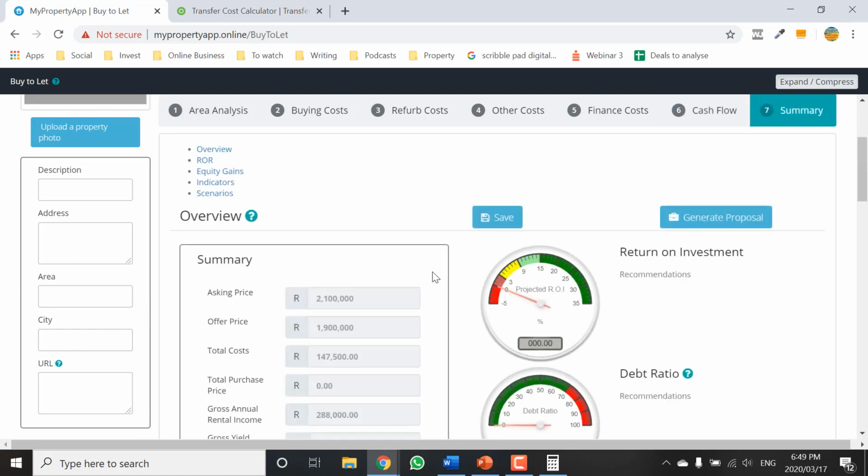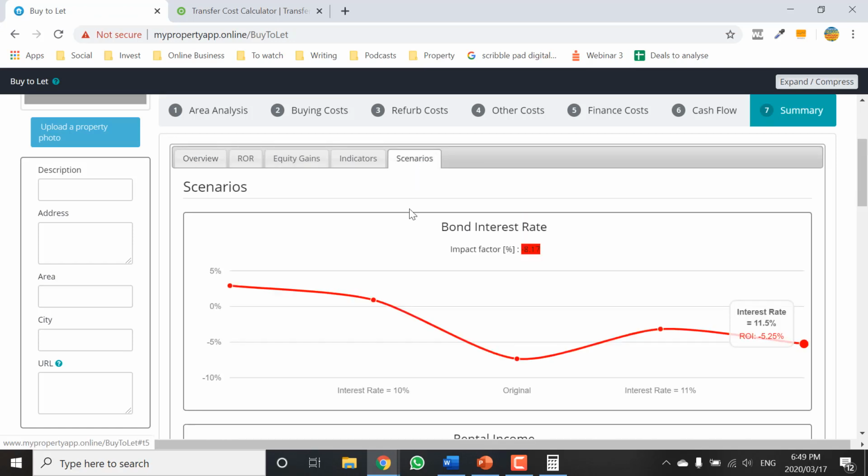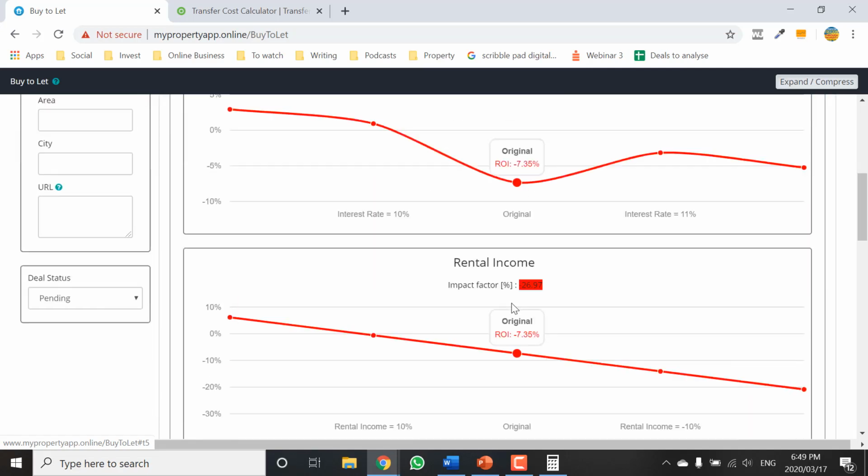Okay, if we go here to our summary tab, it will tell you it's a poor investment. So what I want to do is go here to the scenarios tab, and I want us to look at if we had to change things around, how would this deal work? So rental income: if you increase your rental income by 20%, your return then becomes positive. It becomes 6.13%. Is there a possibility to increase the rental?